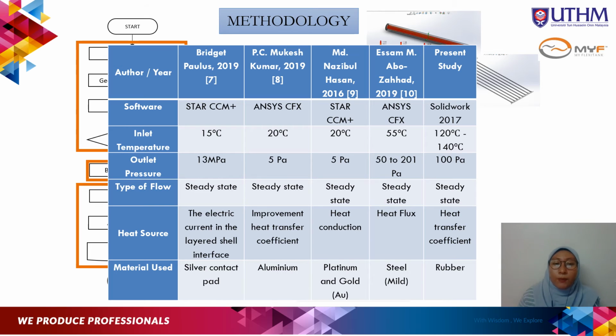Next, for the boundary condition, for the present study, we use SOLIDWORKS 2017, and the inlet temperature we use is 120 degrees to 140 degrees. The outlet pressure we use is 100 PA. Type of flow is steady state. The heat source we use is the heat transfer coefficient. The material we choose is rubber.